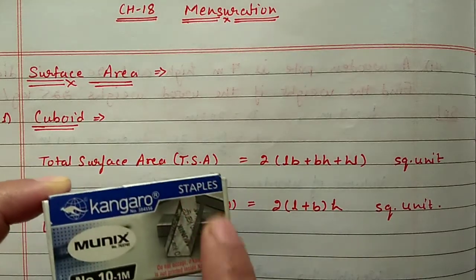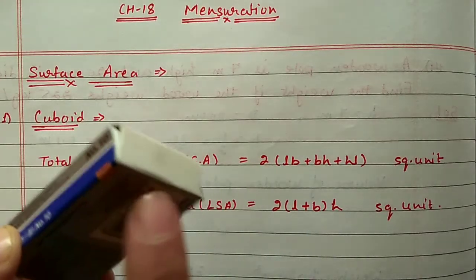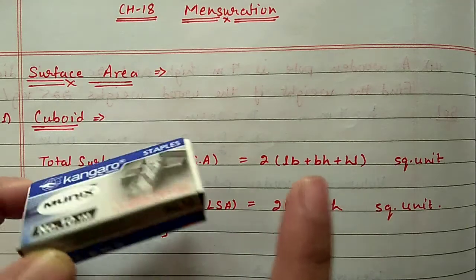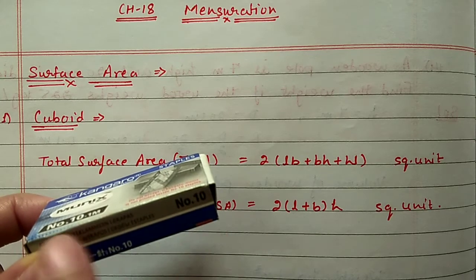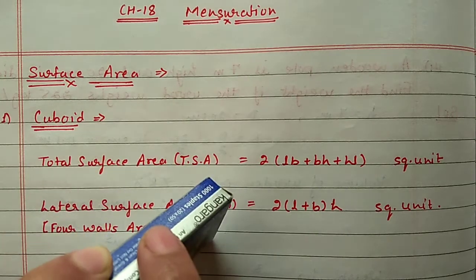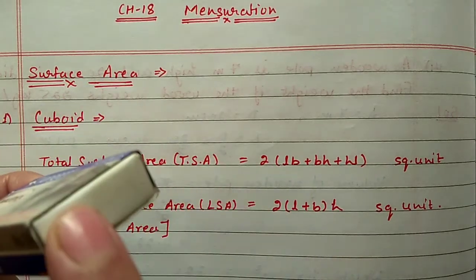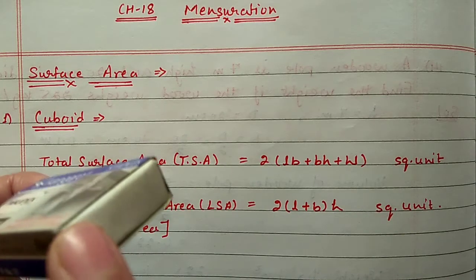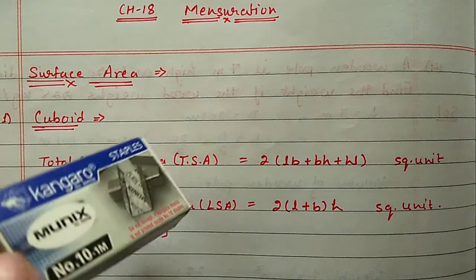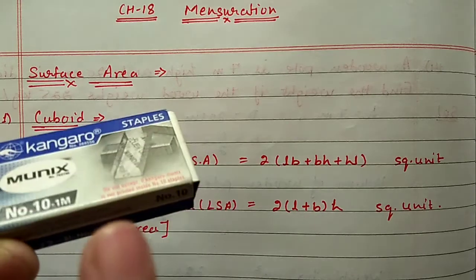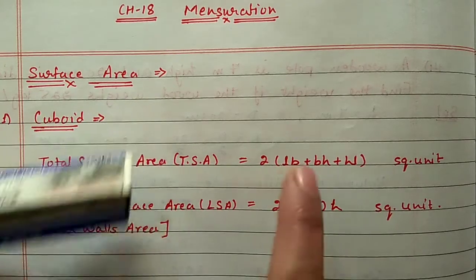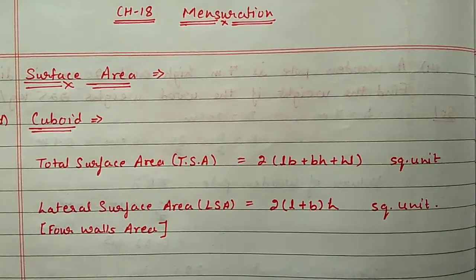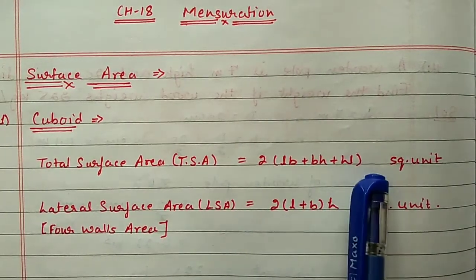So this is L into B and opposite this is also L into B. So 2 L into B. This is breadth into height, and the opposite is also breadth into height. Length into height, and this is also length into height. So 2LB, 2BH and 2HL. So we will get this formula: 2(LB + BH + HL).